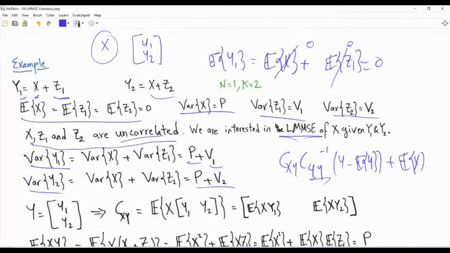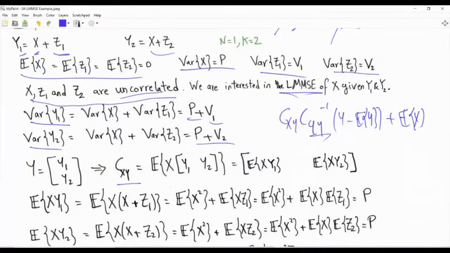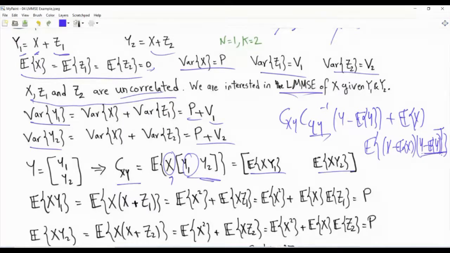Now what is CXY? CXY is the expectation, in the general case, of x minus expected x multiplied by y minus expected y transpose. In our case here, x is zero mean, and the y's are also zero mean, so we just have x, and then vector y in row form, y1 and y2. So the expectation will be the expectation of x multiplied by y1, and the expectation of x multiplied by y2.